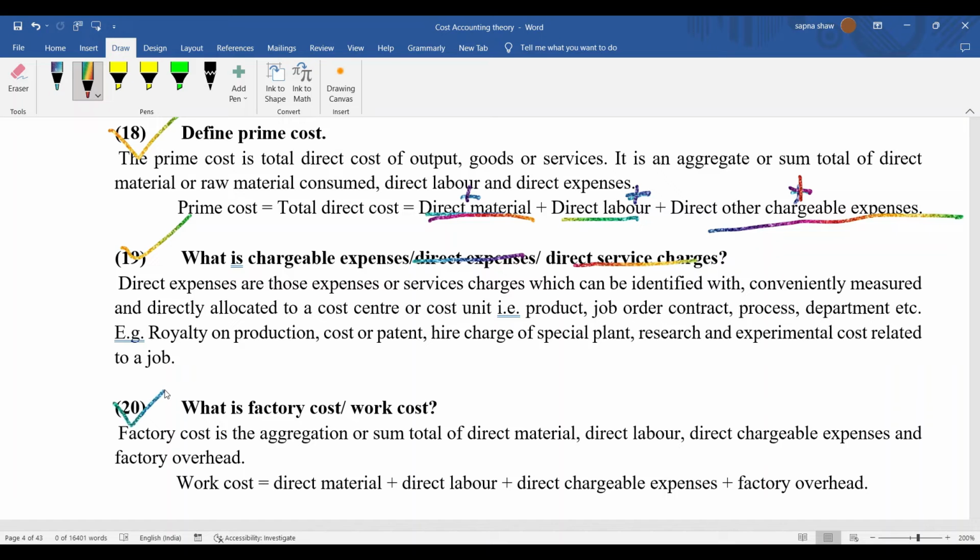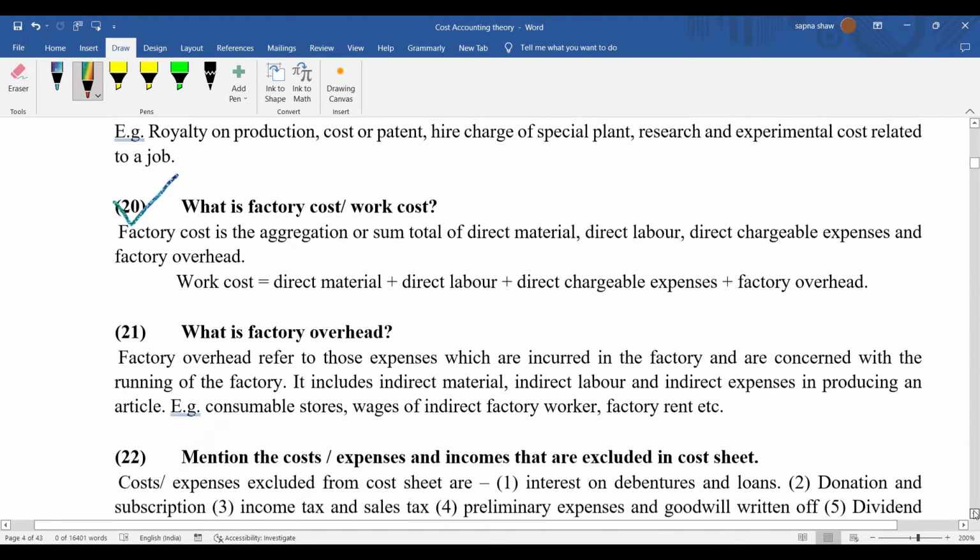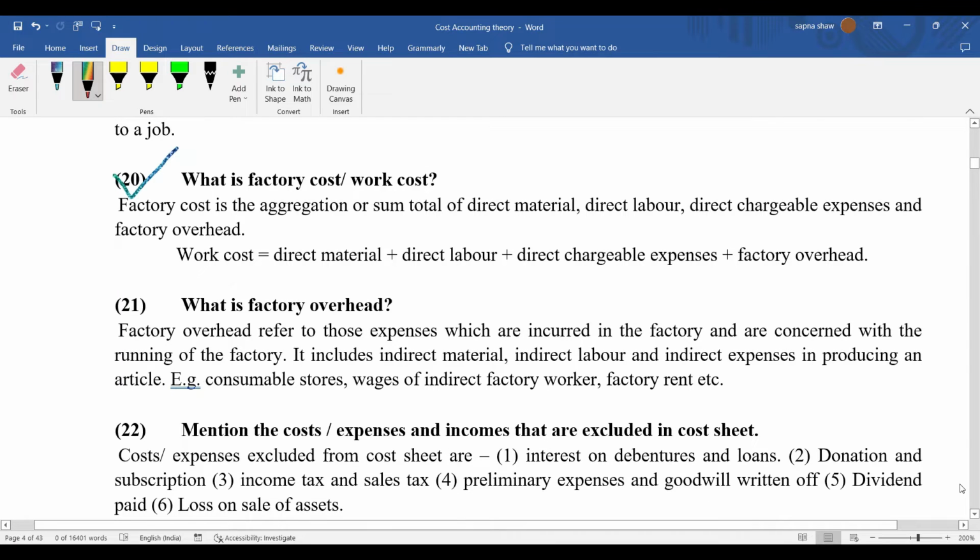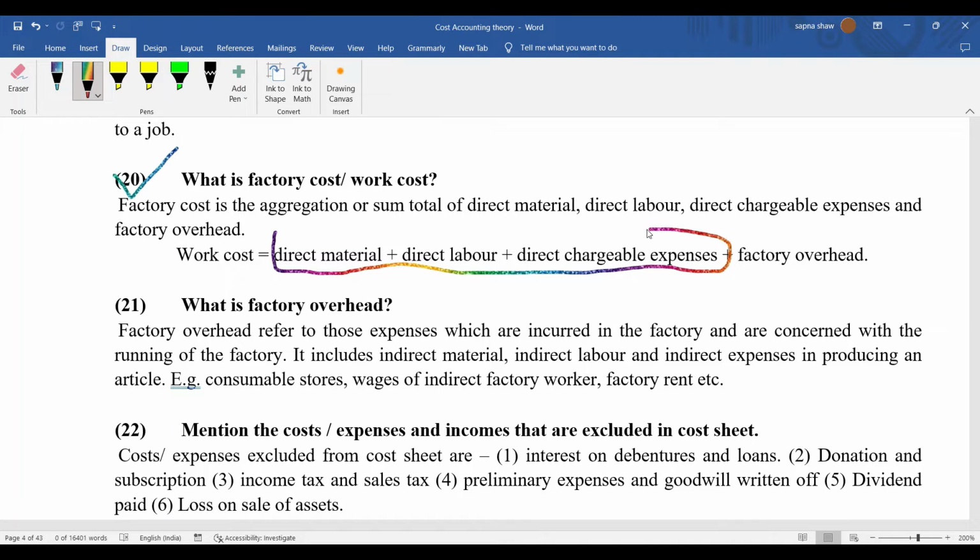Next thing is, we have discussed what is factory cost in the sheet. When we were discussing the entire statement, we got that the first one is the prime cost and the second one is the factory cost. So what will be the factory cost? Firstly, these three are for prime cost.